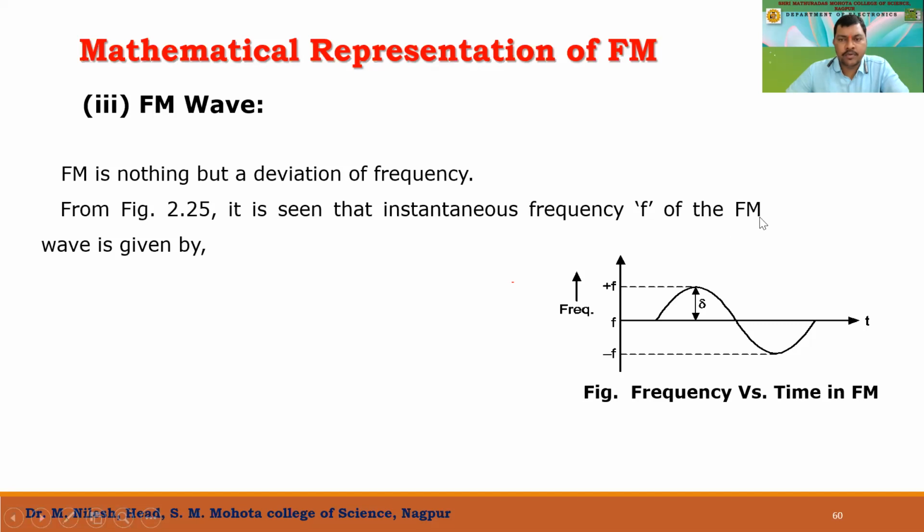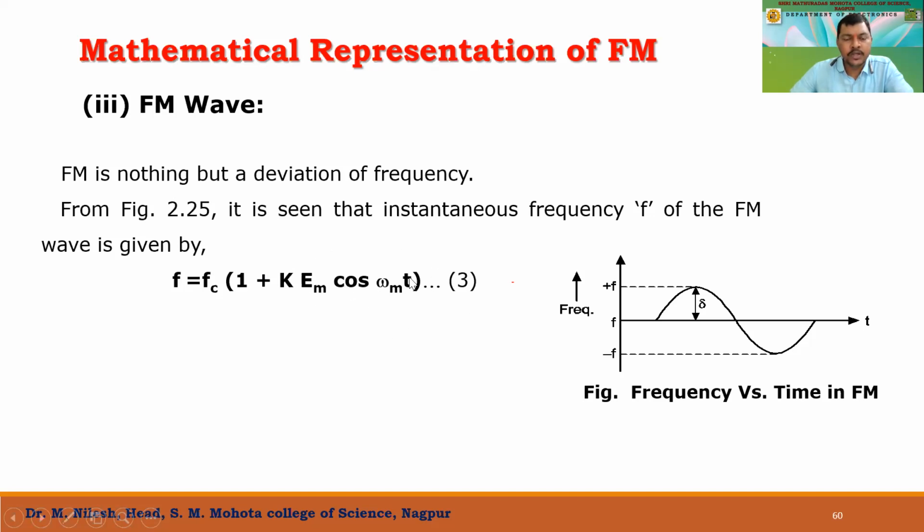The instantaneous frequency f of the FM wave is given by f equal to fc into 1 plus k Em cos omega m t. So this is the instantaneous frequency which we expect as the output of the frequency modulator circuit. So f will be equal to fc into 1 plus k Em cos omega m t.